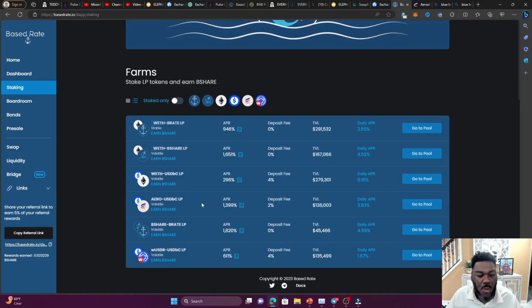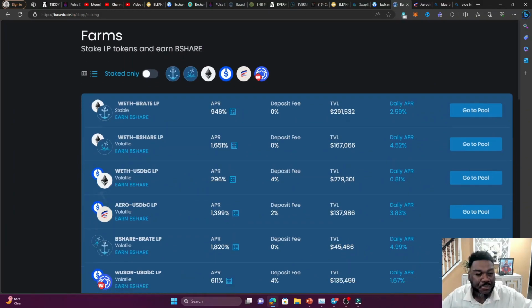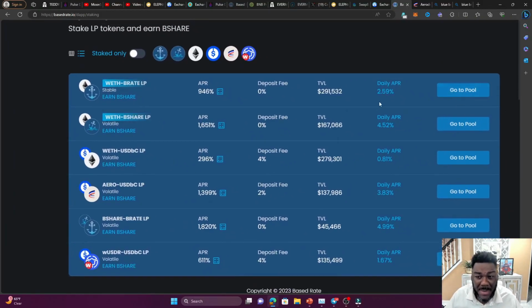We've got so many pools to choose from, but you already know me, I like to choose the pools that have the high APRs. So let me blow this up. Right now you can make 2.59% a day in the Wrapped ETH B-Rate pool. And in the Wrapped ETH B-Share, you can make 4.52%. That's a lot, guys. Wrapped ETH USDC, you could make 0.81%.